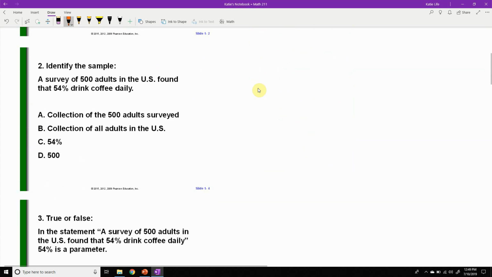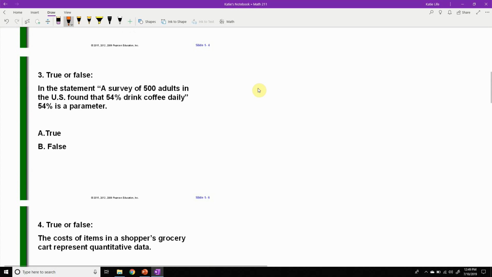Now, number 2, identify the sample. Same situation. A survey of 500 adults in the U.S. found that 54% drink coffee daily. Well, those 500 people that I asked, that's not everybody in the United States, but it is a sample. It's a fairly decent sized sample. So I would say that that is what's consisting of the sample.